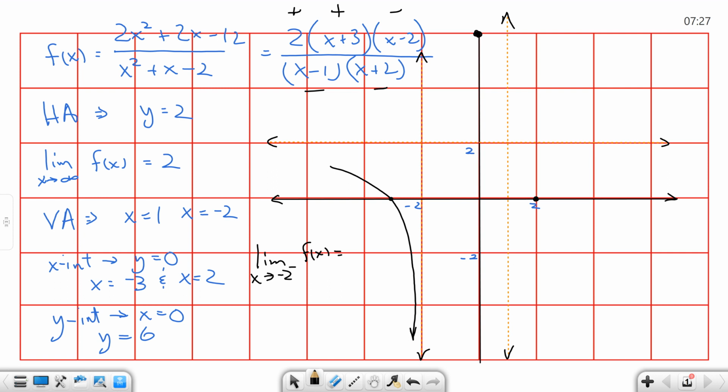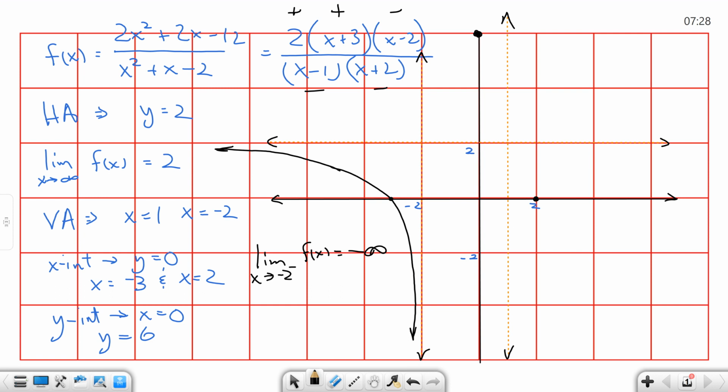This will be negative. This will be negative. So we have a negative. 2 negatives on the bottom would make a positive. 1 negative on the top gives us a negative, which means that this would be -infinity. And so I was right. That curves there. And then it's going to stay close to that horizontal asymptote as it curves in that direction.